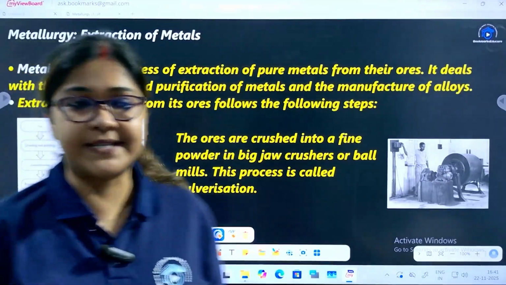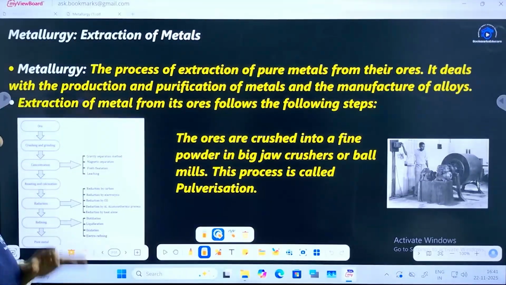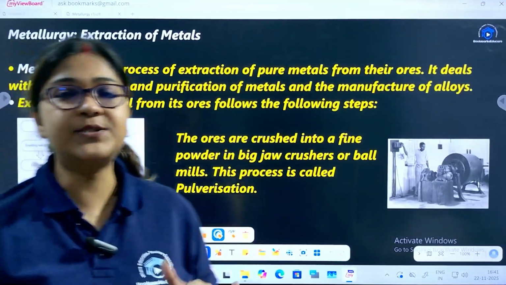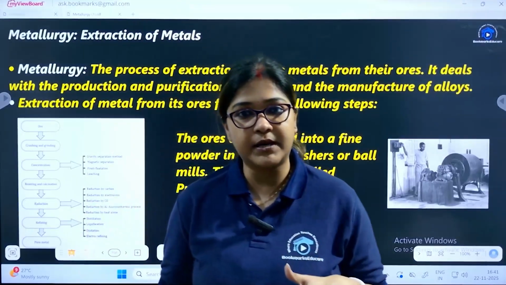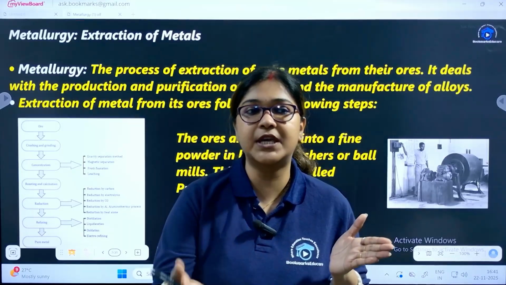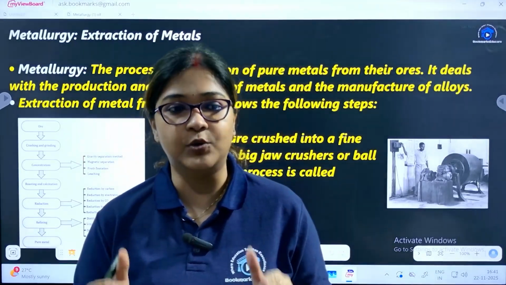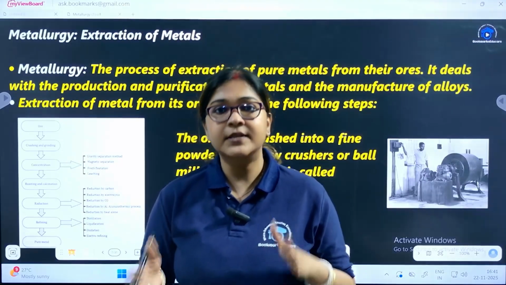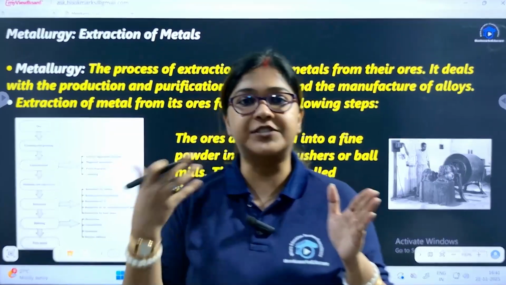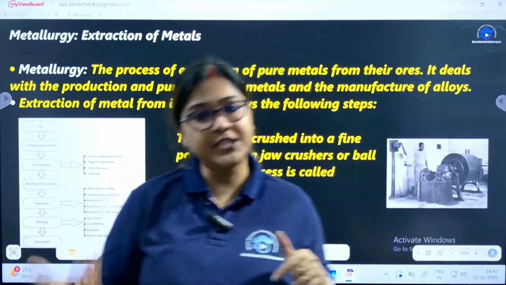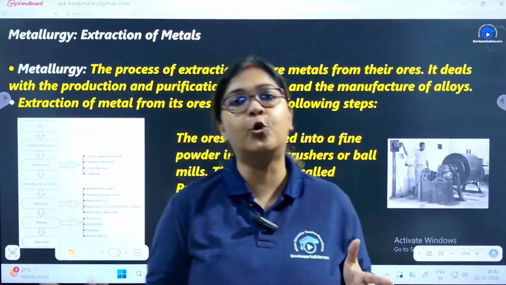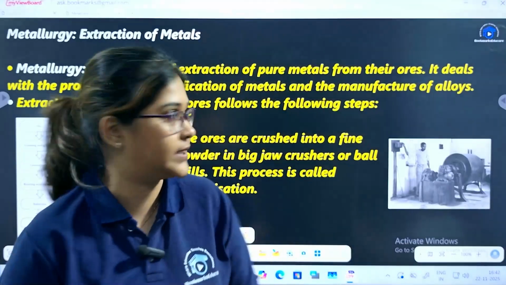What is metallurgy? Metallurgy is the process of extraction of pure metals from their ores. As we have earlier seen, ores are nothing but minerals, and minerals generally are the metal associated with some earthly impurities that are known as gangue or matrix. When you extract that pure metal from the ore, that process is known as metallurgy. So it is the production of pure metal from ores and also the manufacture of alloys.